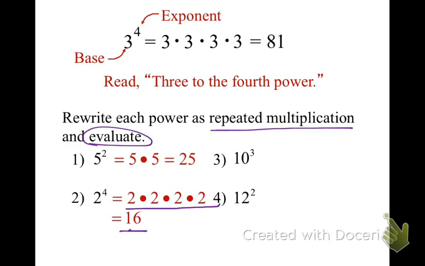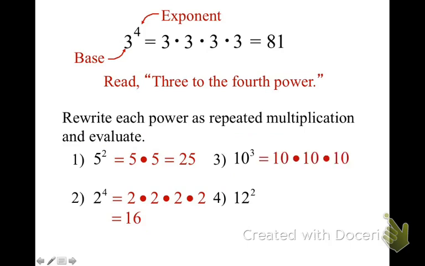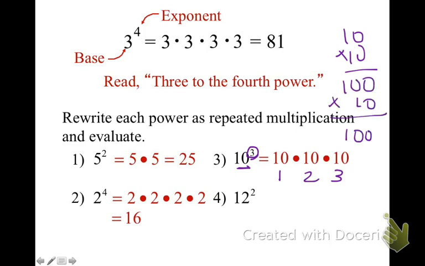So all we're doing is we're expanding it out as repeated multiplication, and then we're evaluating, we're figuring out an answer. So now I'm going to try to do number 3 and number 4. What are they going to look like? For number 3, it's 10 to the 3rd power, so I should have 3 different 10's. Why 3 different 10's? Because it's to the 3rd power, so I take my base once, twice, 3 times. Now, what's 10 times 10 times 10? So let's see, 10 times 10 gives me 100, times another 10 is going to give me 1,000.